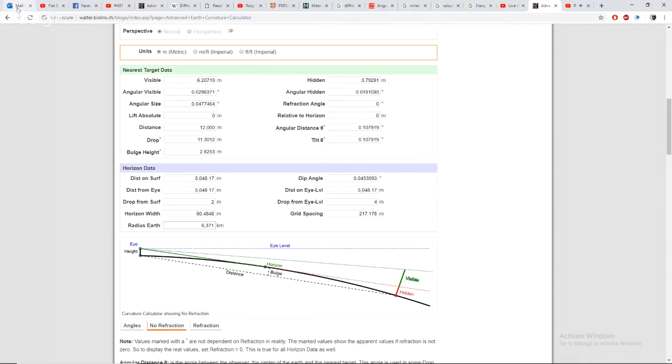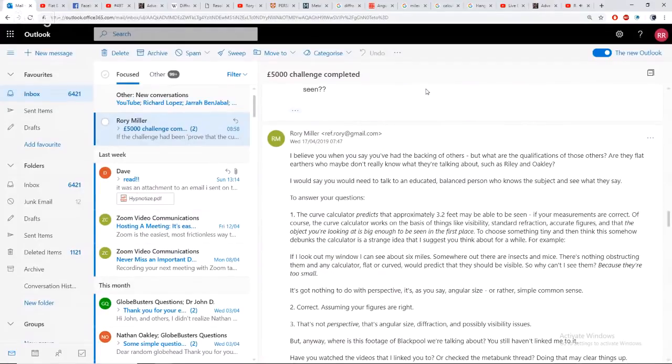Now then, going over to my emails, and this is golden. This is absolutely golden, because not only is this guy screaming, we've had some back and forth. This is from Rory Miller, so obviously you can see that this is ref.rory@gmail.com. And he's responding to a series of emails that I've been going back and forth with him. And he's trying to squirm out of coughing up this £5,000 for this challenge that he set.